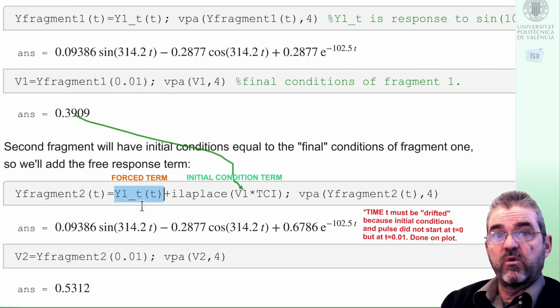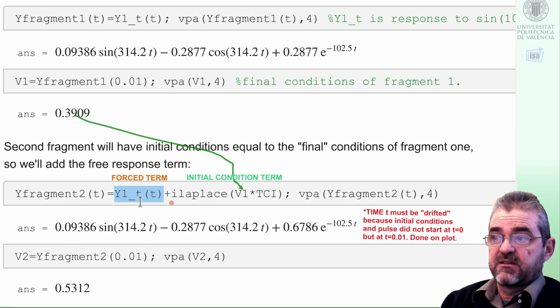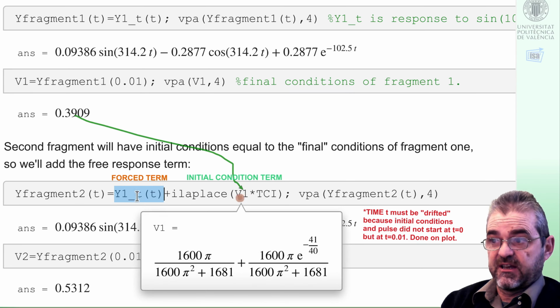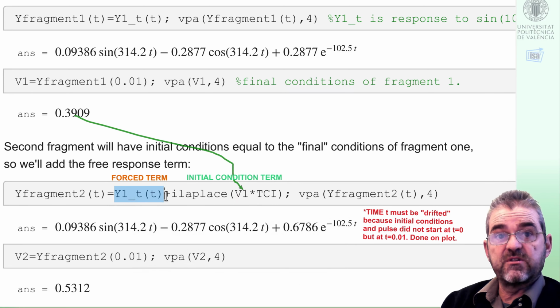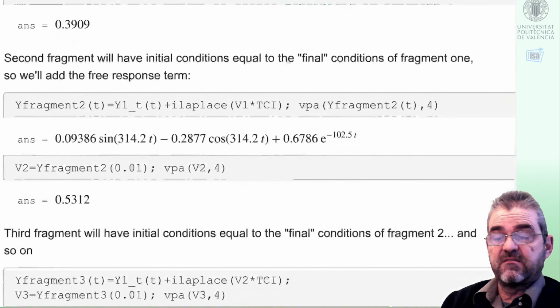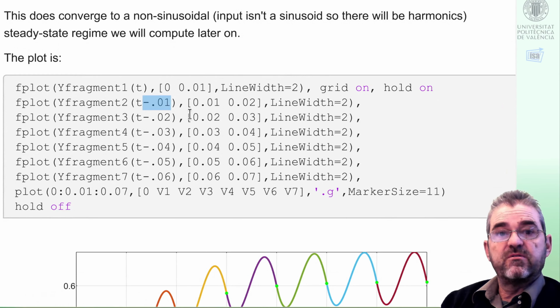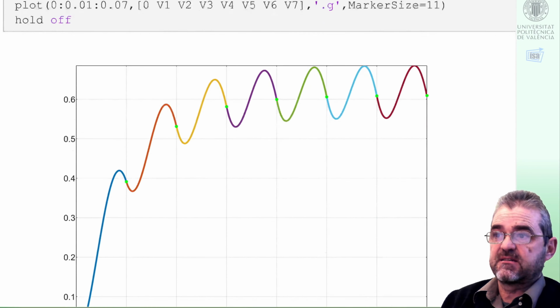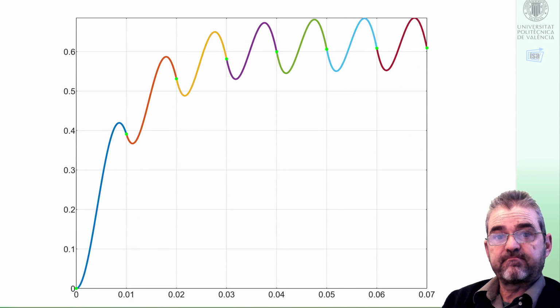So we can go on computing fragment 2, 3, 4, or 1000, one after another, sequentially. The thing is that this Laplace transform stuff assumes that these initial conditions and this input started at time equals 0. So in order to correctly stitch the fragments, we need to carry out this delay to place the fragment at the correct location in the horizontal axis, and we get this plot.